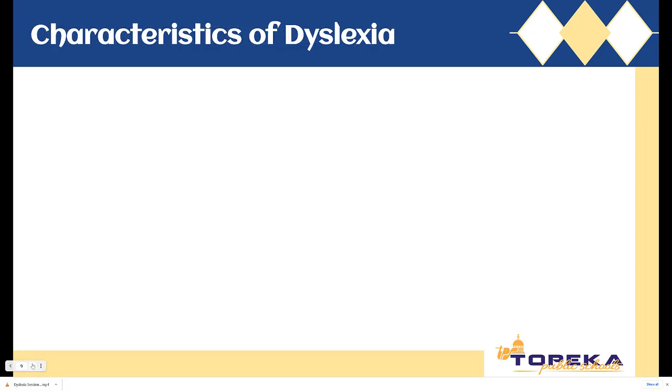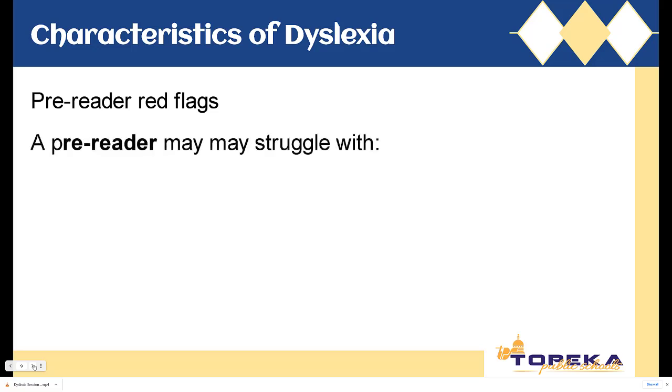We're going to explore some of the characteristics that you might see of a student who may be struggling with reading and may show characteristics of dyslexia. So we will begin by looking at a pre-reader. A pre-reader is a student who is simply not yet reading. They're learning all of the skills that will be necessary to become a reader. Here's what a pre-reader may struggle with.